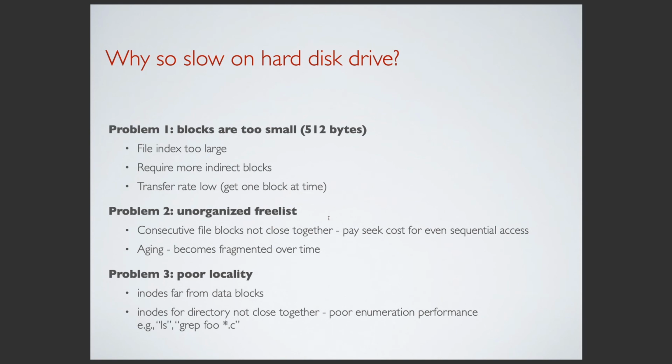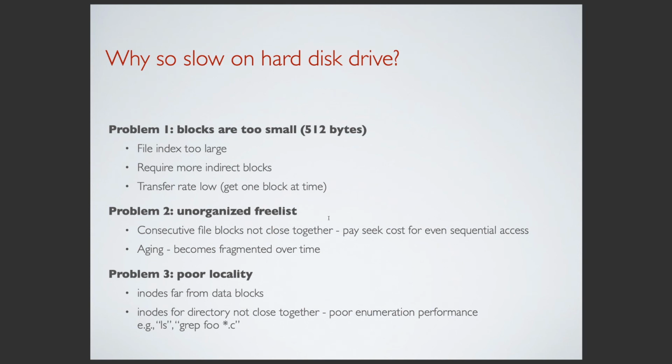Basically, three problems. At first, the blocks were too small. Having one block equal one disk sector was actually small. Of course, if you have small blocks, the file index is going to be too large, right? You divide your disk into many chunks, and you have to index all these chunks. So that's why the file index became very large, meaning the amount of metadata that you use to manage all these blocks is bigger. It also requires more indirect blocks, right?